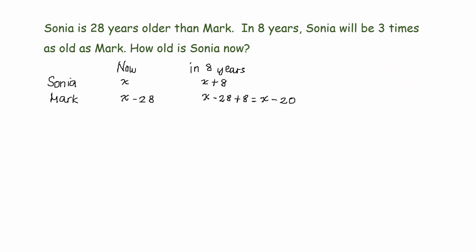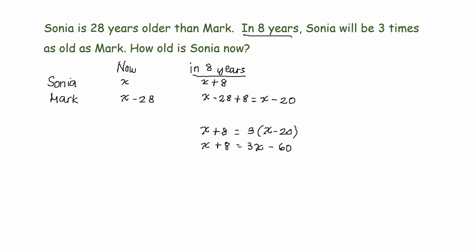Now let's try the second sentence again and use this, because it says in 8 years, Sonia, who is 8 plus x, will be 3 times as old as Mark, who is x minus 20 years old. So using algebra, we can expand this and combine like terms. This gives us 3x minus 3 times negative 20, which is negative 60.